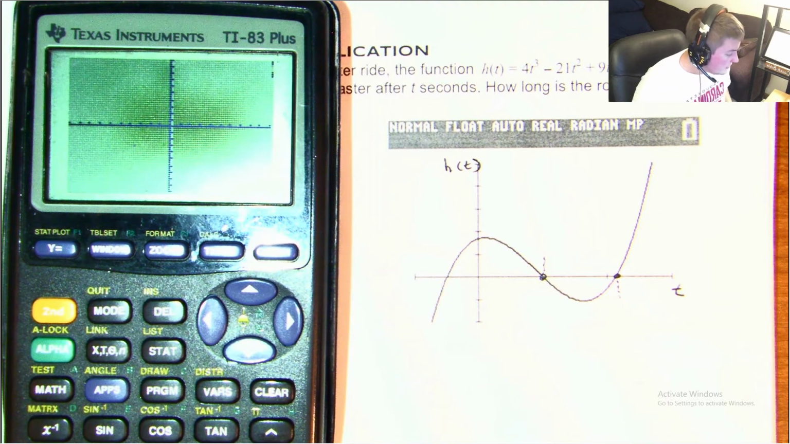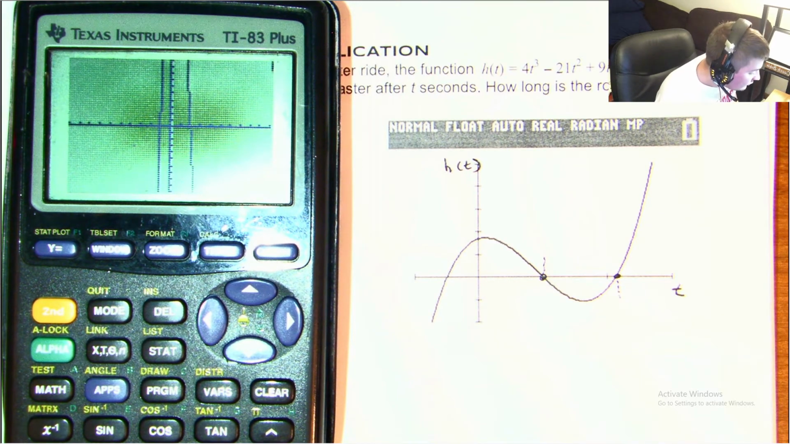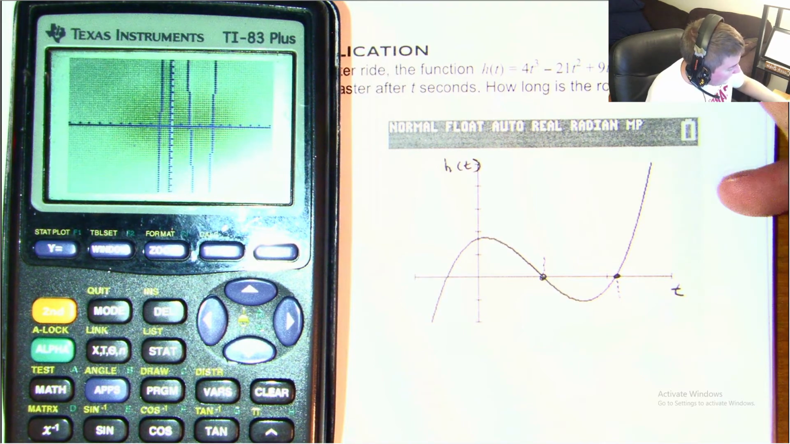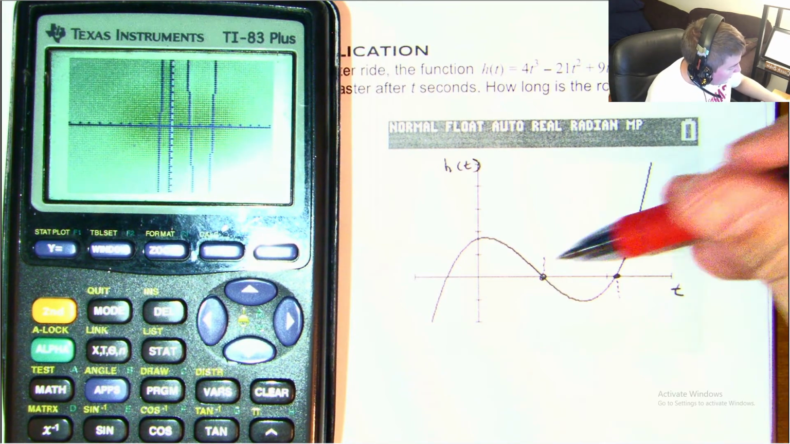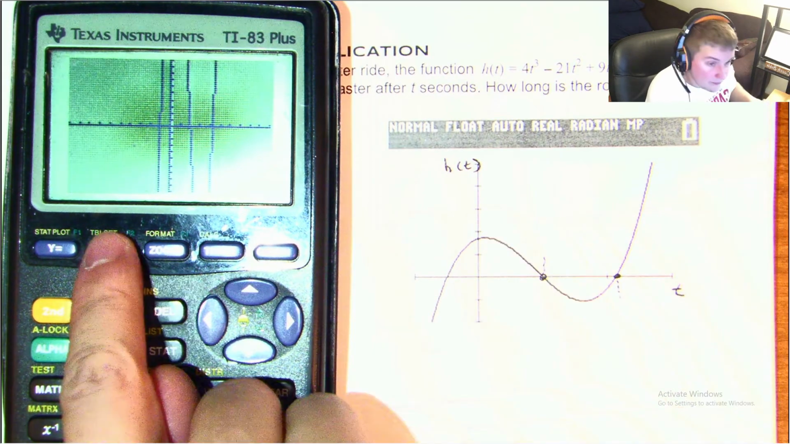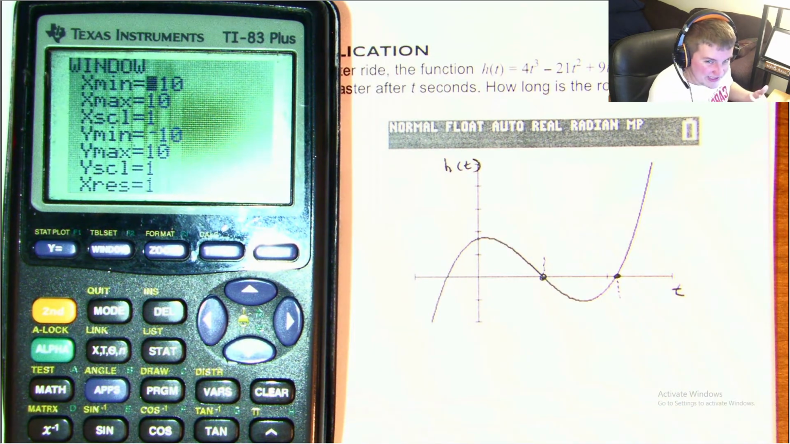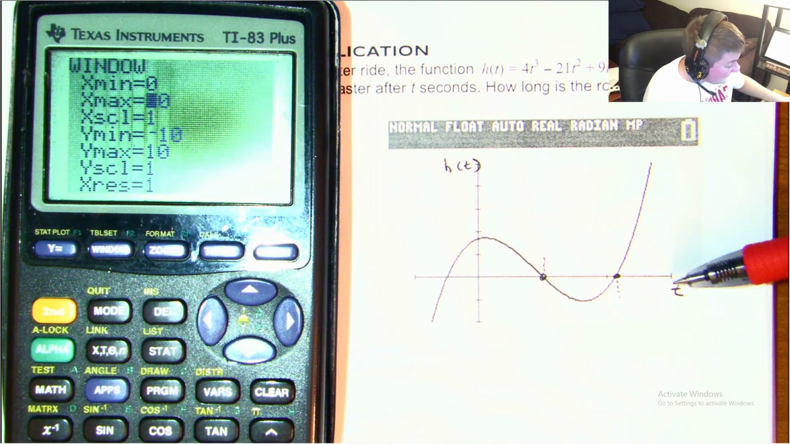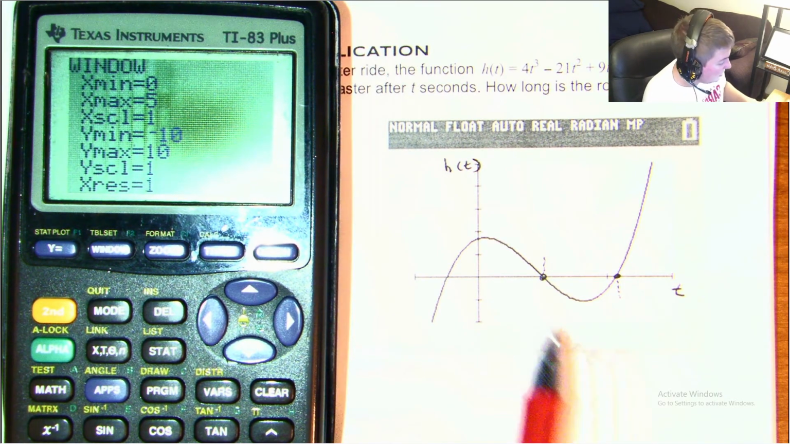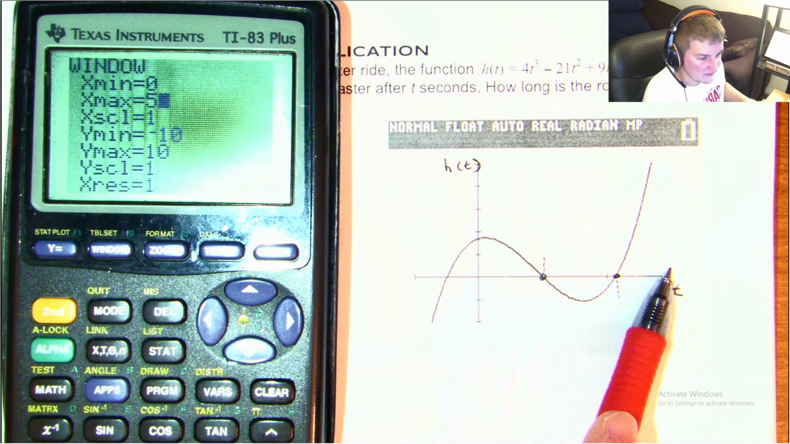Okay, so our graph is real weird looking. Doesn't look quite like this. So let's think. We have a y-intercept here of 34, and we're only looking in the first 5 seconds. So let's go ahead and change the window. We don't really need to see the x's as negative, so that can be 0. And we know that we're only interested in the first 5 seconds, so x is 0 to 5. So all I did was set my graph from 0 to 5.